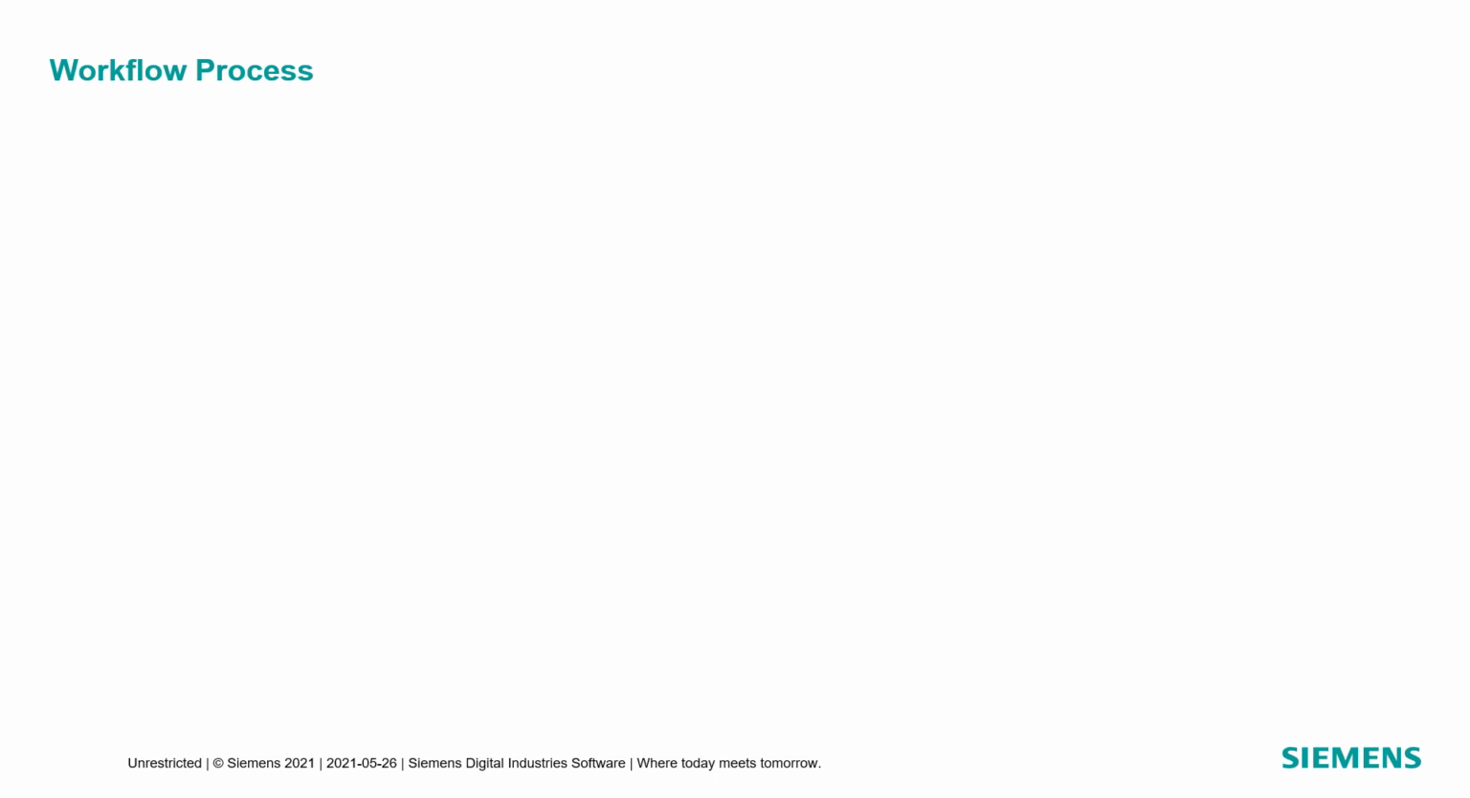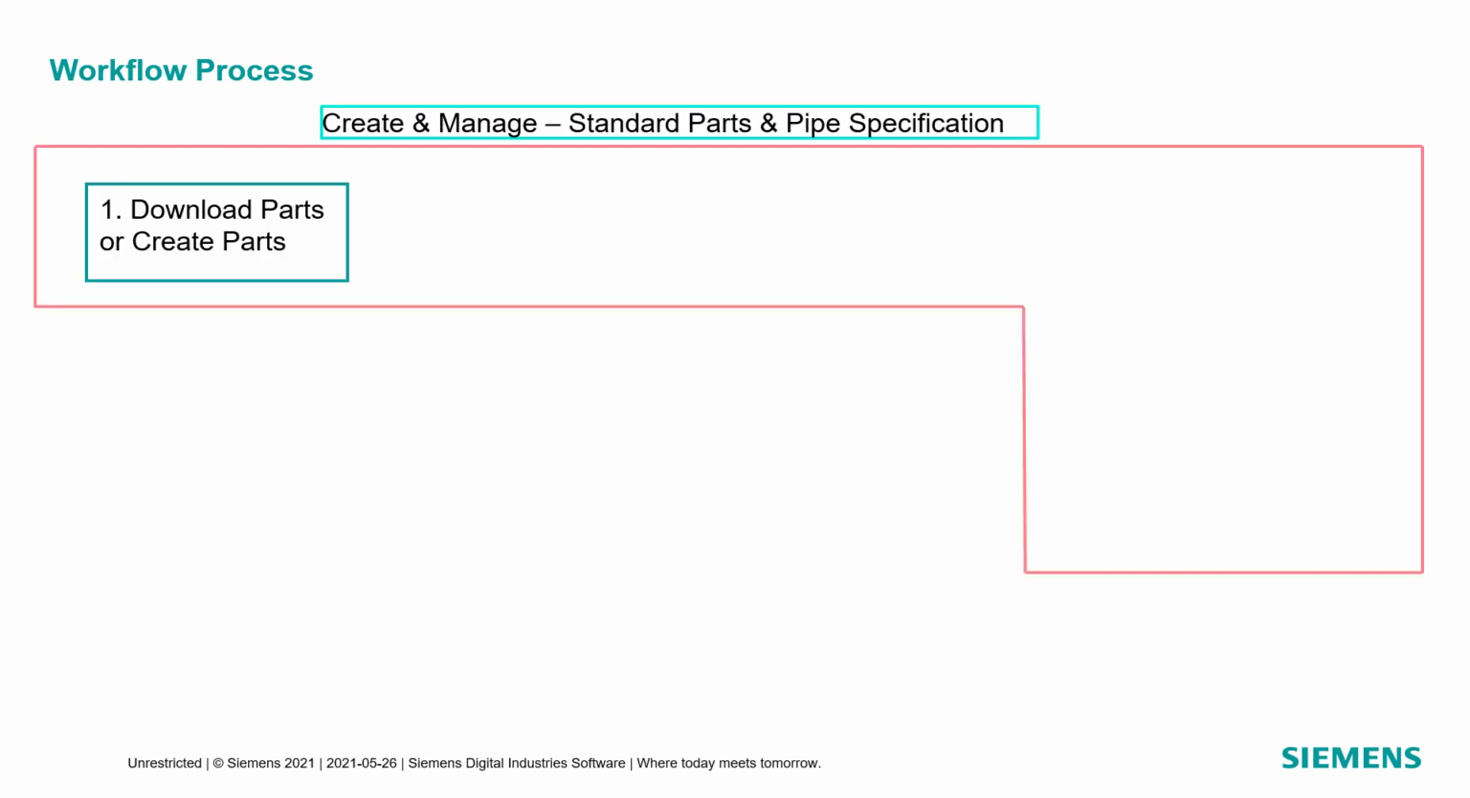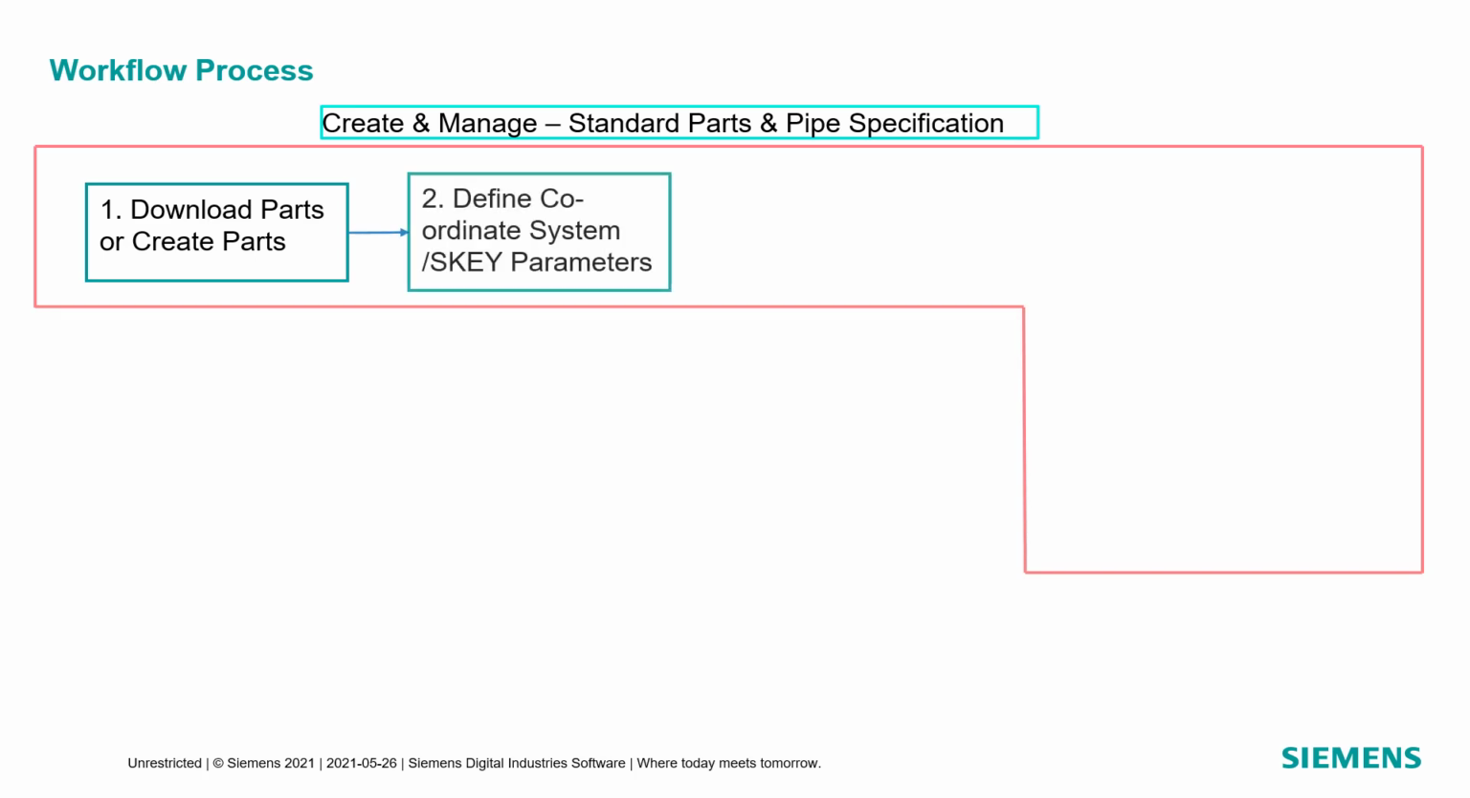Let's see the process. First is downloading and creating parts. Here we can download the parts from a supplier portal or third-party tools like 3D Find It, or we can refer to the product specification and design the parts. Second is defining connection points by placing coordinate system and S-key parameters in Solid Edge. Third is to register the standard parts to the library database with respective categories and defining characteristic property values.